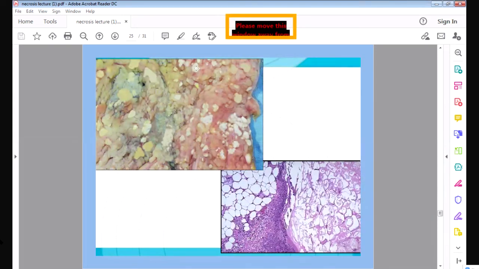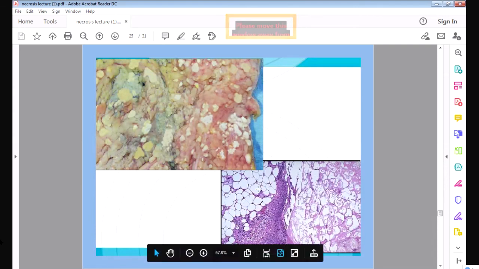What happens? The fat cells in this area are damaged, the fatty acids are released, and the fatty acid will combine with calcium, and they will form white calcium salts. So this is the calcium salts deposition, and this is the fatty area of necrosis. And if you take a small cut section and observe under the microscope, see, these are the normal fat cells. But here the fat cells have ruptured. You can see all the fat cells have died. They have been ruptured. So this area is the fat necrosis.